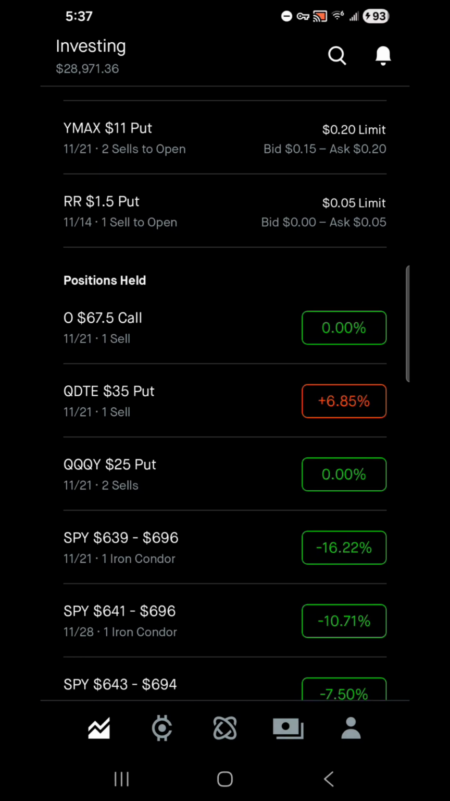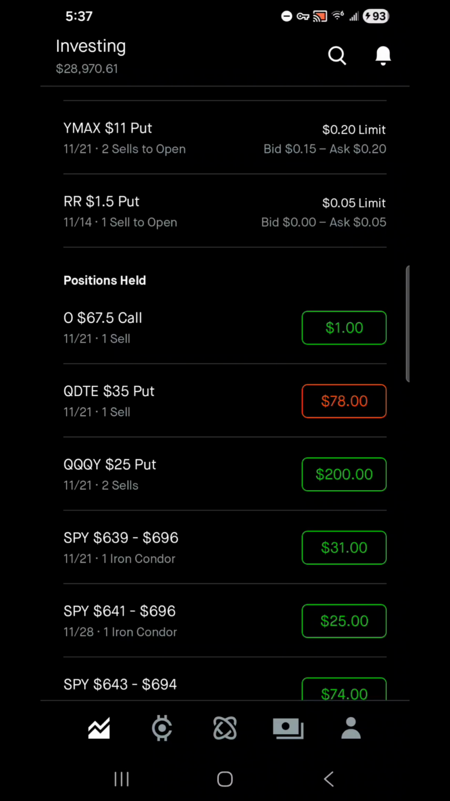There's percent change, which is just the percent change since the end of the last market day. So see at the top, 0%, no change from the last day. This QDTE put went up 6.85%, and so on.